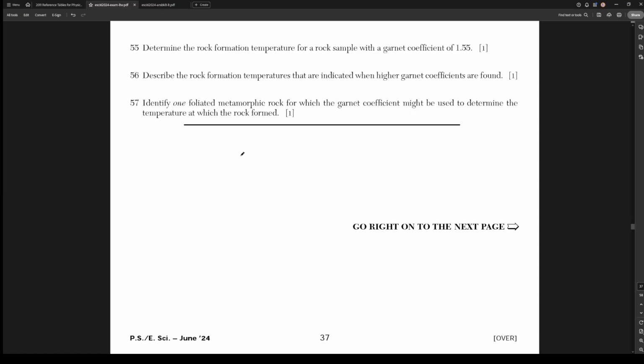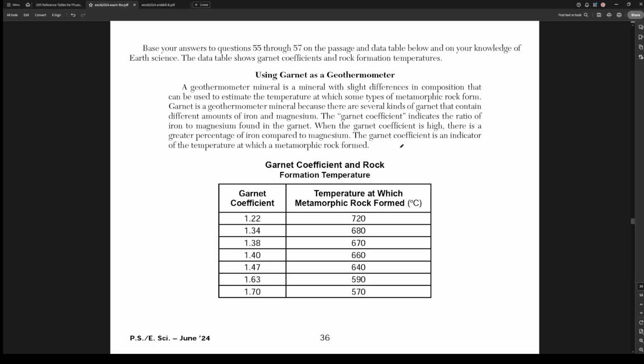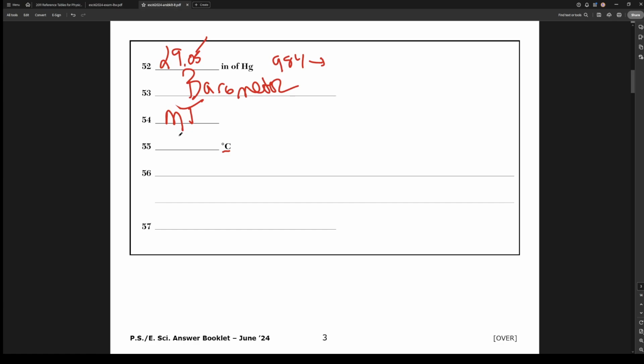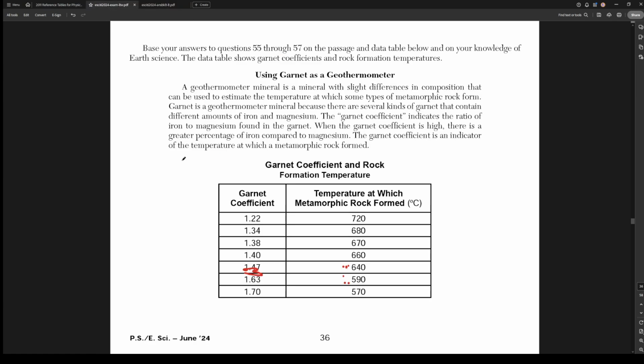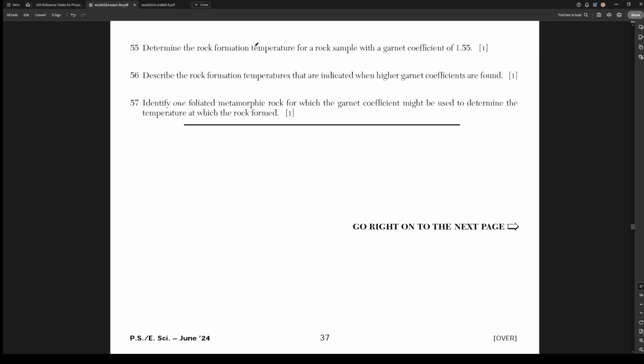Okay, fine. Determine the rock formation temperature of a rock sample with a garnet coefficient of 1.55. So we're just going to find that. That'd be in here. It's between 1.47 and 1.63. So the answer is between 640 and 590. So I'm just going to pick 600. So that was easy. That's just reading the chart. You don't have to know anything about what a garnet coefficient is. It's just like a reading.